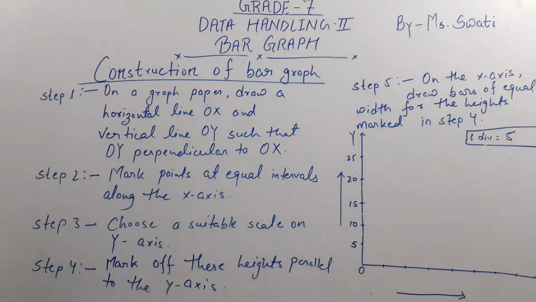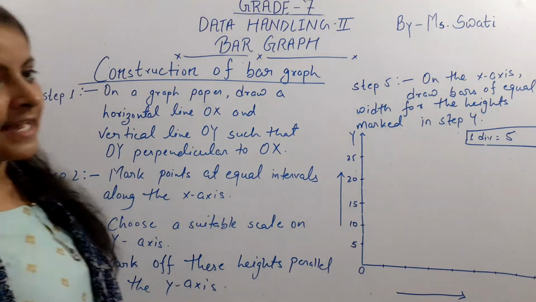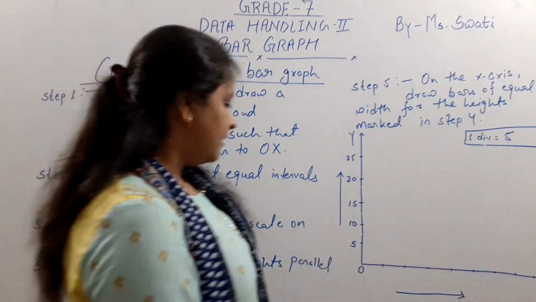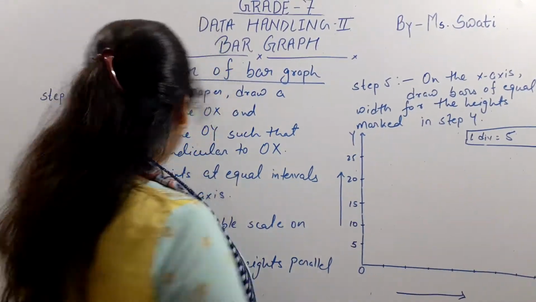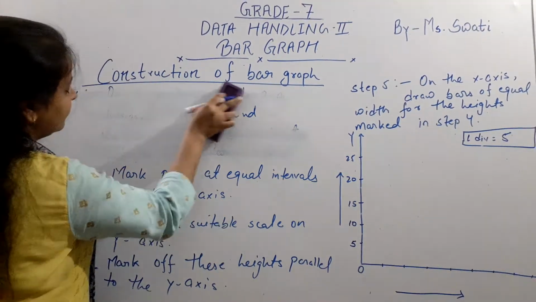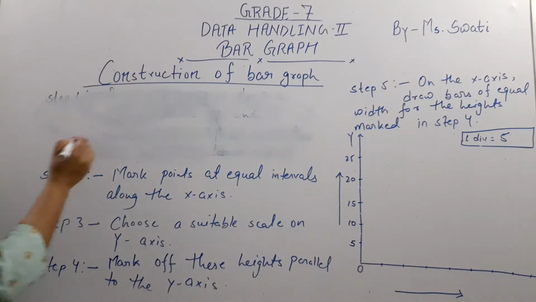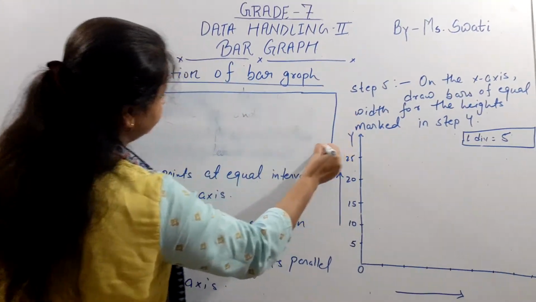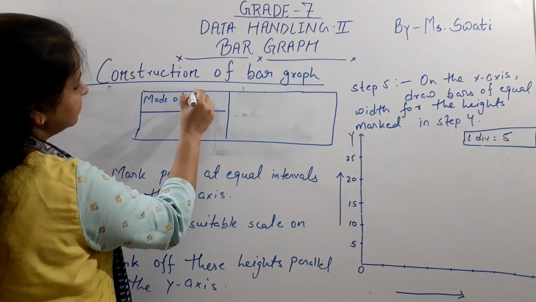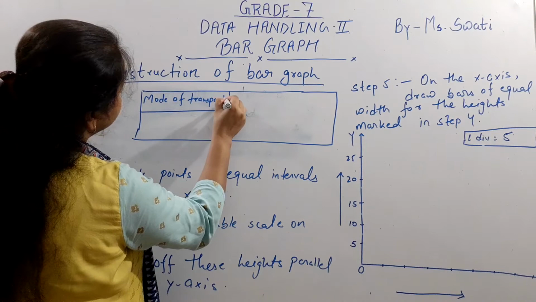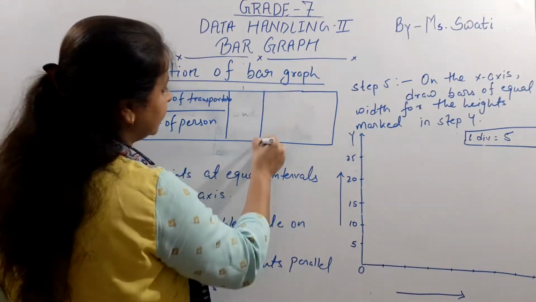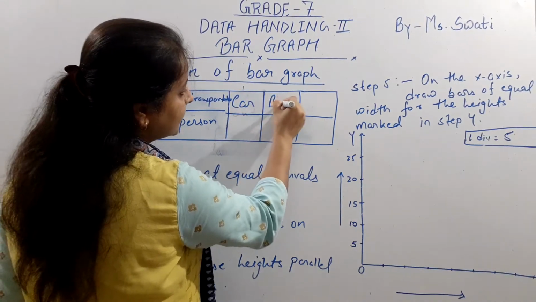Now step 4, mark off these heights parallel to the y-axis. After that we have to mark the height. If we take one example, like here we have one data. This is mode of transportation and this is number of persons. Here we take 3 modes of transportation, that is car, bus and auto.